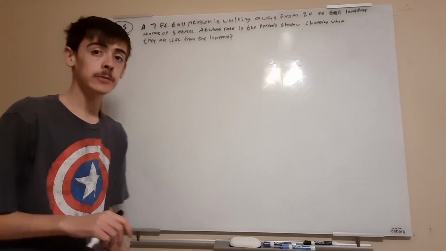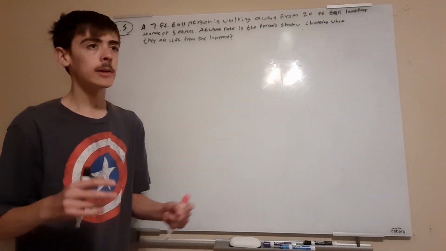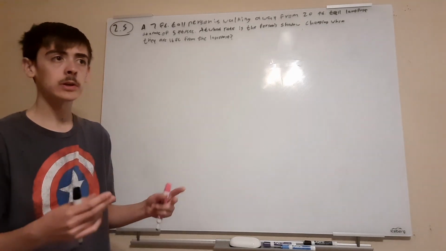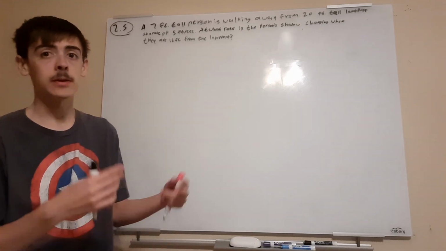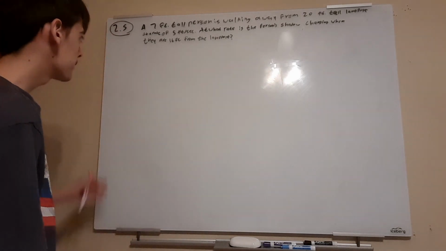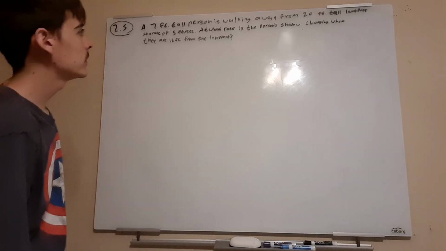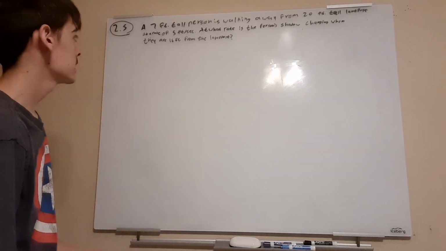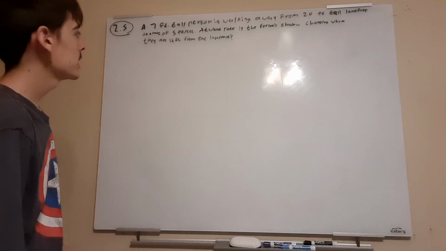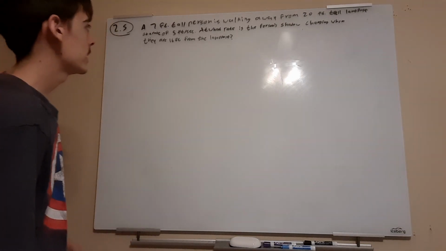Okay, so now we're going to look at a few shadow problems. Before we start, I'm going to tell you now that the way we solve shadow problems is, for our equation, we're going to use similar triangles to find the equation we differentiate and plug values into. So let's hop right into it. A 7-foot tall person is walking away from a 20-foot tall lamppost at a rate of 5 feet per second. At what rate is the person's shadow changing when they are 16 feet from the lamppost?